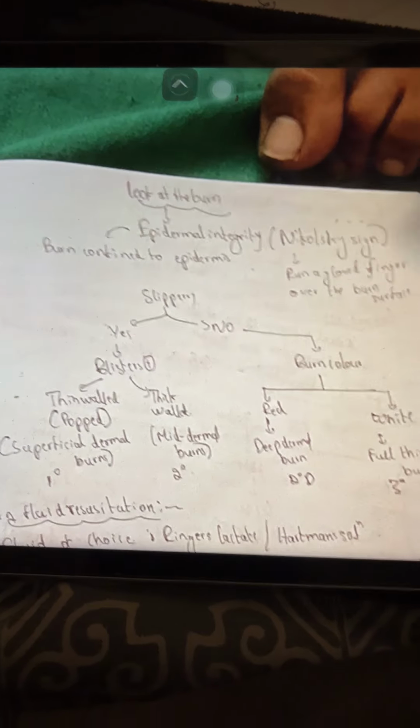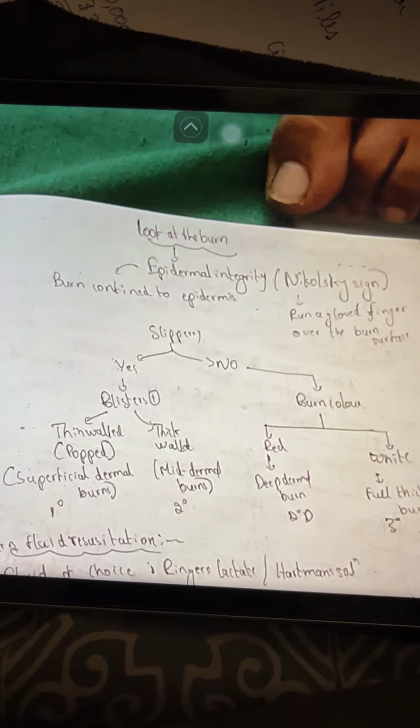How do you check the slipperiness? For this, the Nikolsky sign is there. In dermatology you would have read it for pemphigus vulgaris and all. Remember it like that because it's very common in dermatology. The Parkland formula is very famous and surely you will know this: 4 ml into total body surface area. I'll not focus on that.